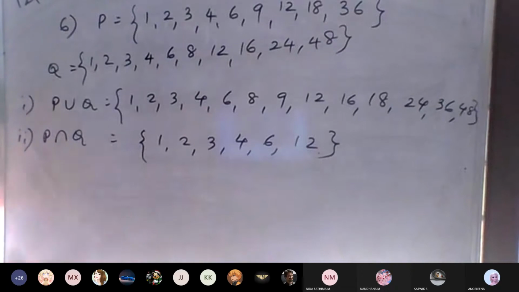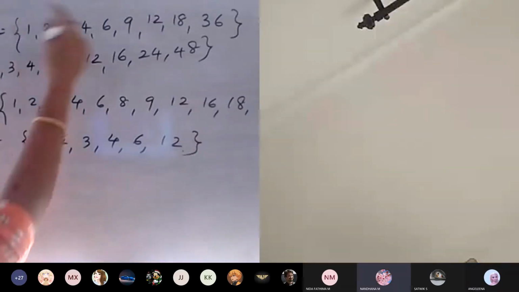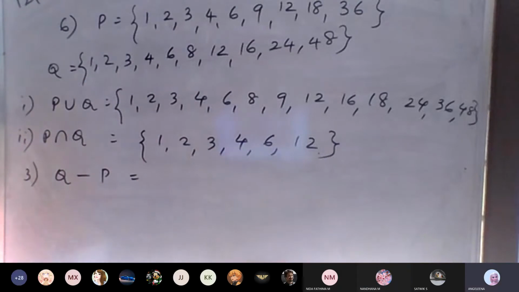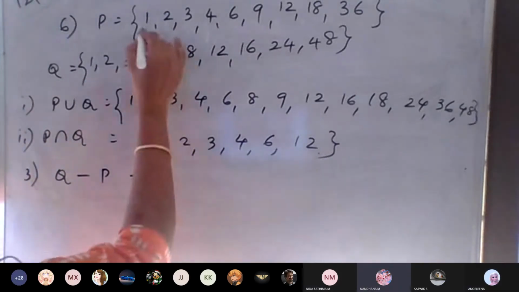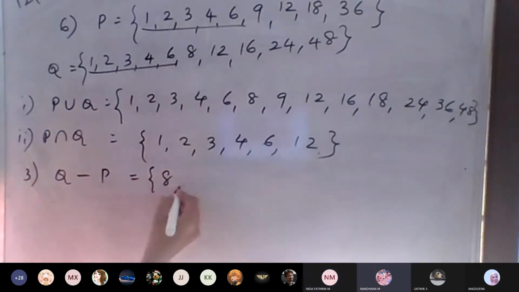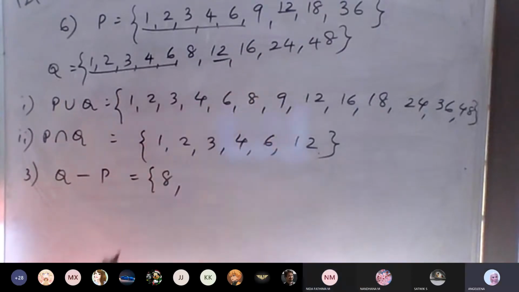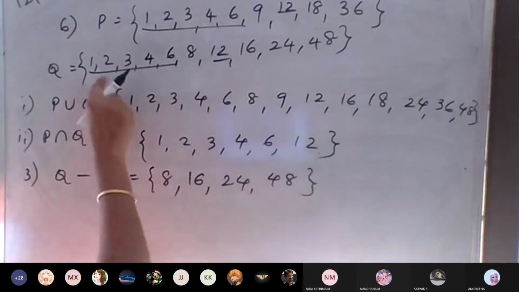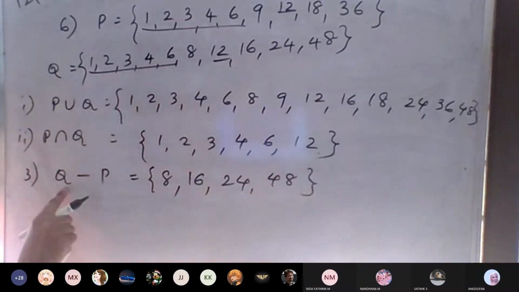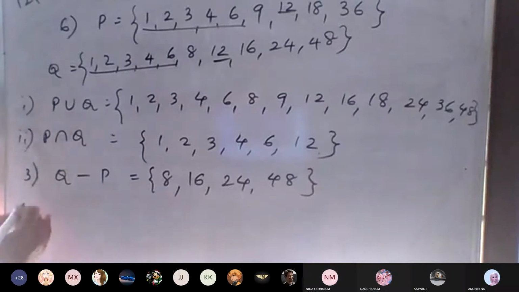Then next set is what? Q minus P. What about Q minus P? Third one. Q minus P. From Q we can delete the elements that are in P: 1, 2, 3, 4, 6, 12 we can subtract, no? The remaining are 8, 16, 24, 48. Only elements in Q we have to write that. Why? Because Q minus P. Is it correct, all of you? Yes, ma'am. 8, 16, 24, 48.